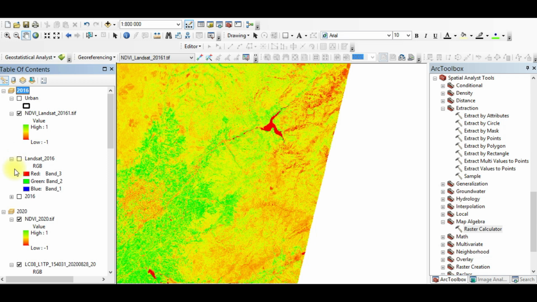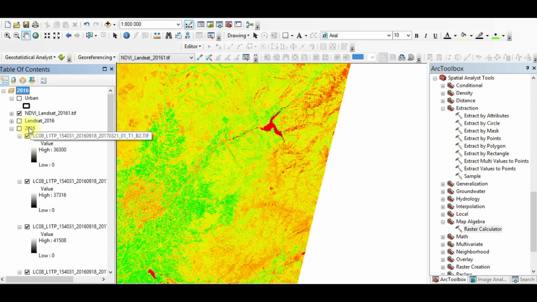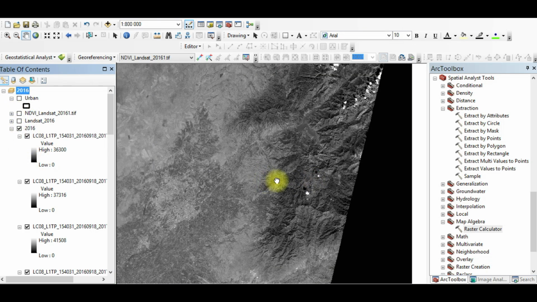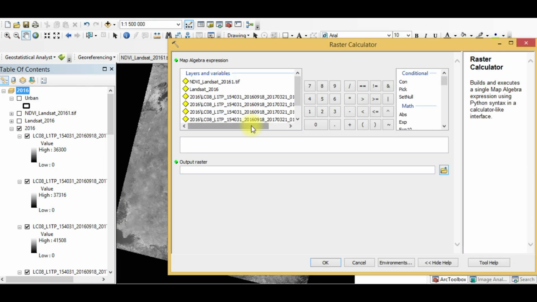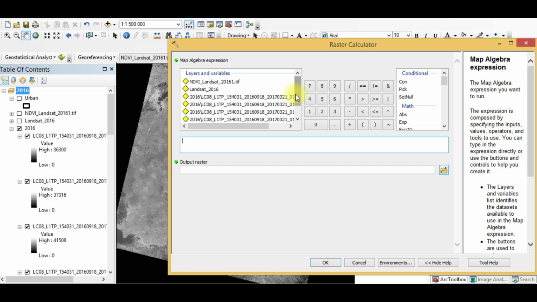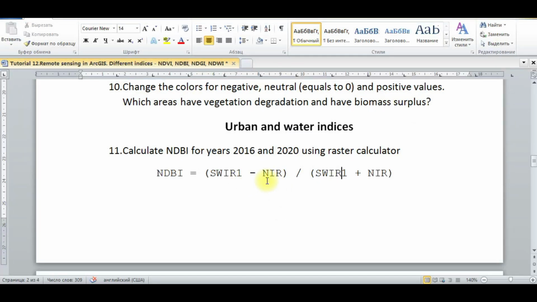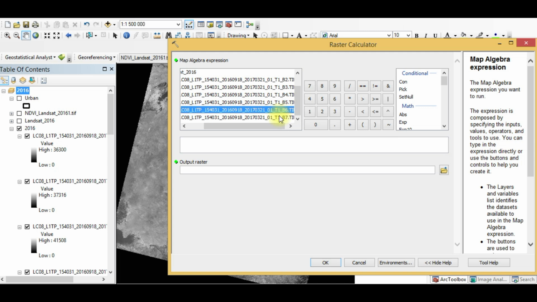So using this grouped separate layers. So let's close this area and check this place. So I open the raster calculator. So we need SWIR 1 and near infrared. So SWIR 1 minus near infrared, SWIR 1 plus near infrared. So SWIR 1 is our 6th band, because SWIR 2 is the 7th band, the last band.